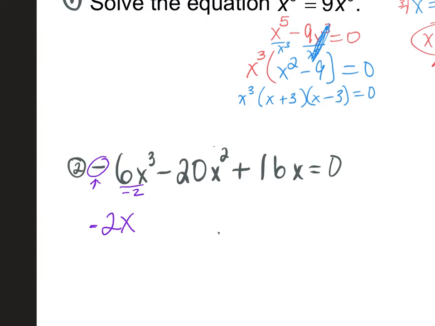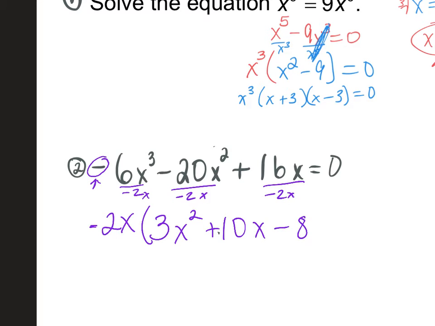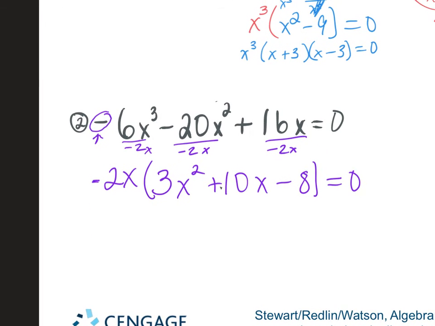So if I divide this by negative 2, x, negative 2x, negative 2x, I'm left with negative 6 divided by negative 2 is 3. And x cubed and x gives me x squared. Negative 20 divided by negative 2 gives me positive 10x. And then 16 divided by negative 2 is negative 8 equals 0. You guys with me? All right, now we're going to factor.